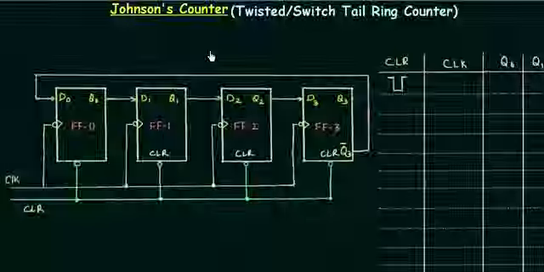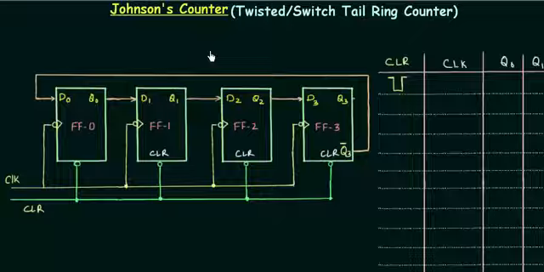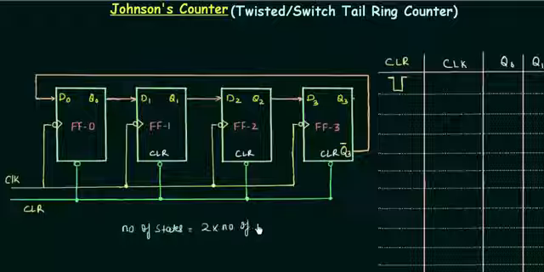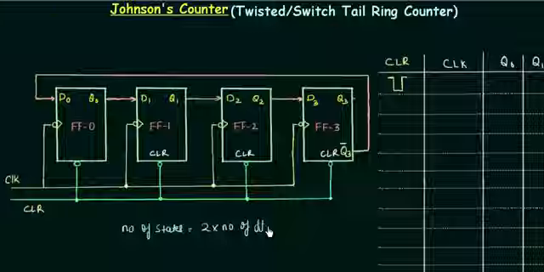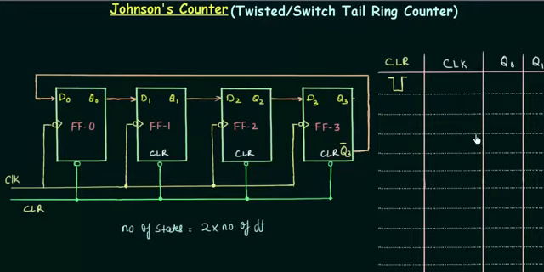I have two reasons for it. The first one is the number of states. If you remember, in the last presentation I told you the number of states is equal to the number of flip-flops used, and we used 4 flip-flops there, so the number of states was 4. But in Johnson's counter, the number of states is equal to twice the number of flip-flops. So if I use 4 flip-flops, I will have 8 states. So the number of states is double here as compared to the previous case. So this is a much better counter. There is one more advantage that I will explain when we fill this table.